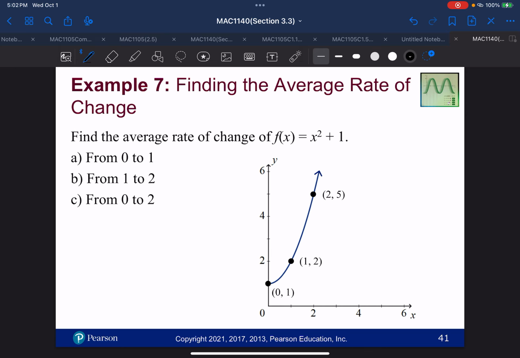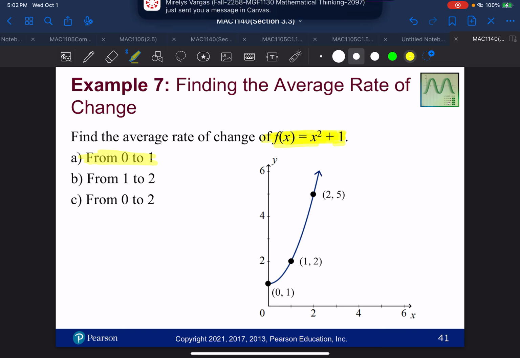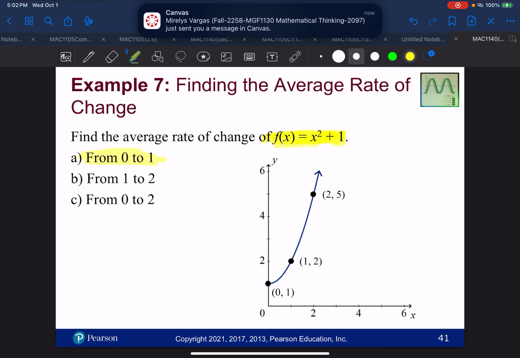Okay, so let's look at an example. It says find the average rate of change of the function f of x is equal to x squared plus 1. And they want me to find the average rate of change from the x values 0 to 1, and then 1 to 2 and 0 to 2. So let's look at 0 to 1 first.